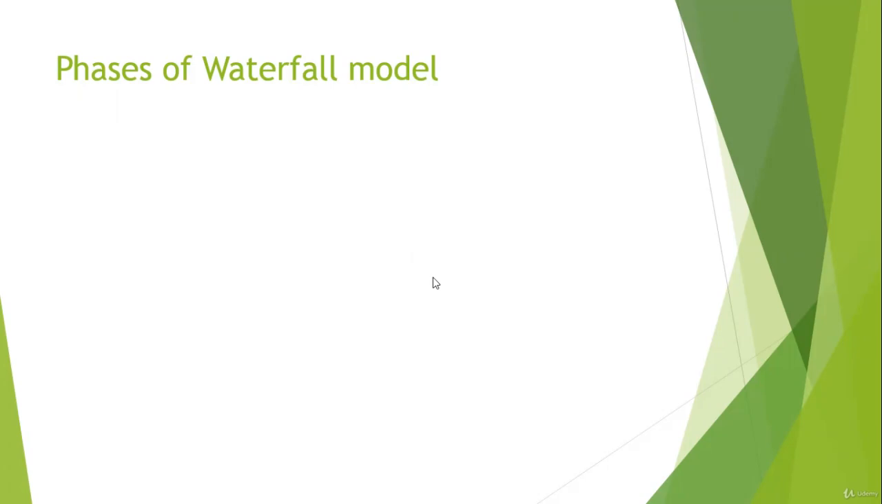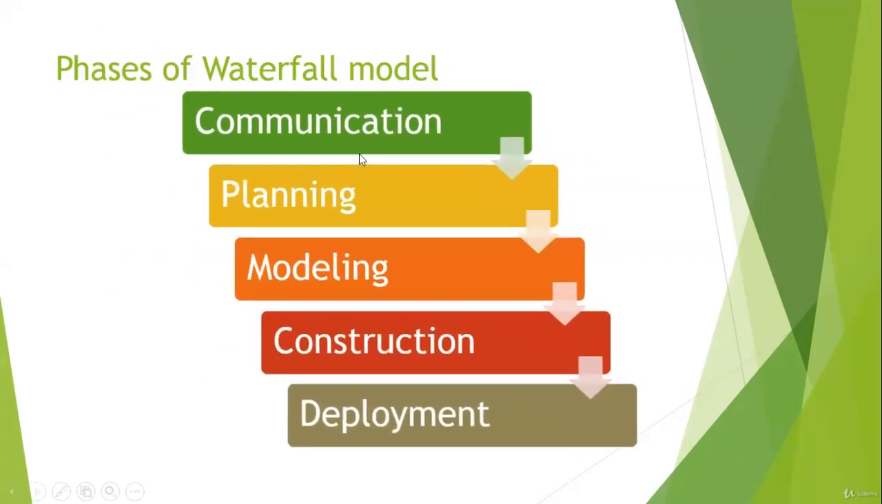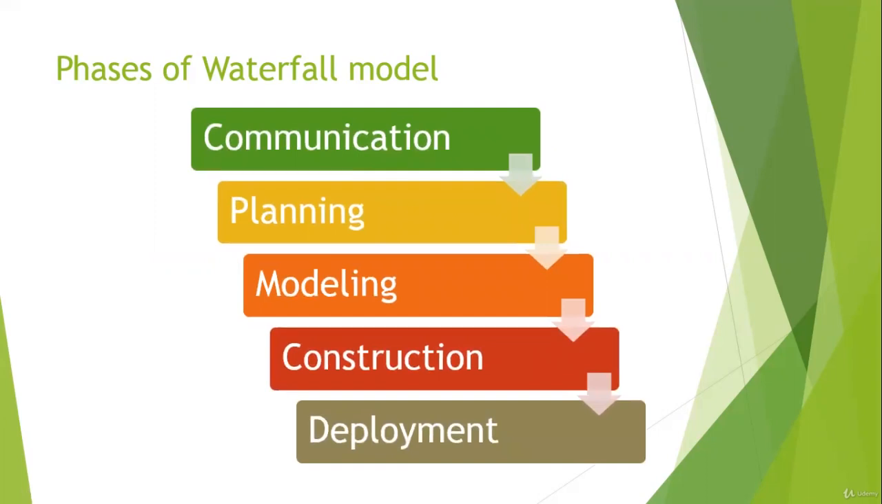In this lecture, we will discuss the different phases of the waterfall model. As shown in the diagram, the whole process of software development is divided into 5 separate phases. That's why this model is also called the 5-phase model. In this waterfall model, typically the outcome of one phase acts as an input for the next phase sequentially. Let's see all the 5 phases in detail.